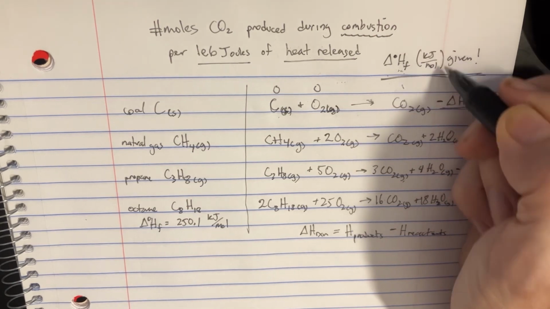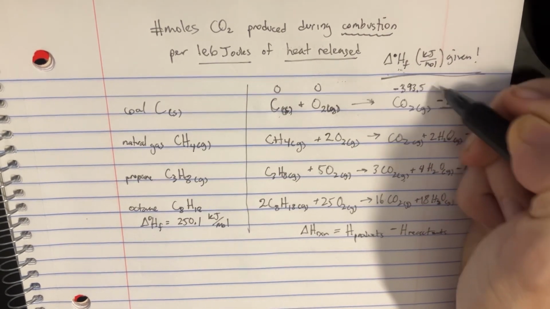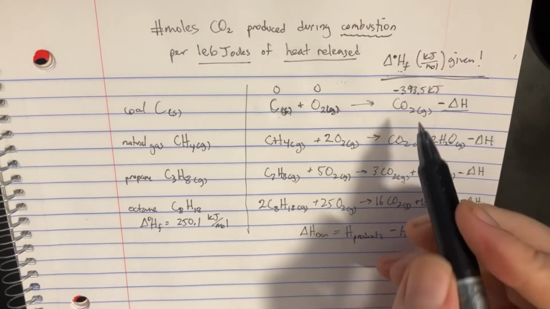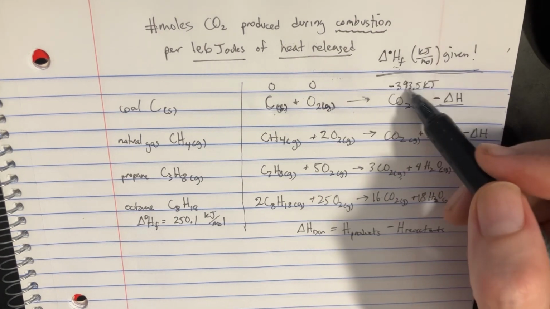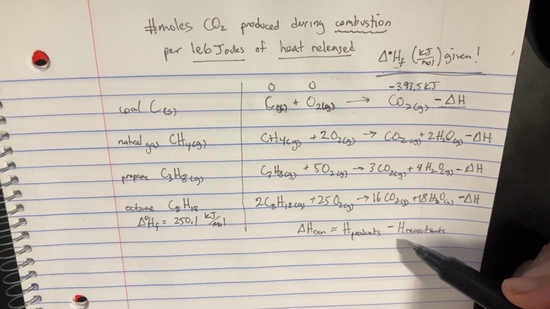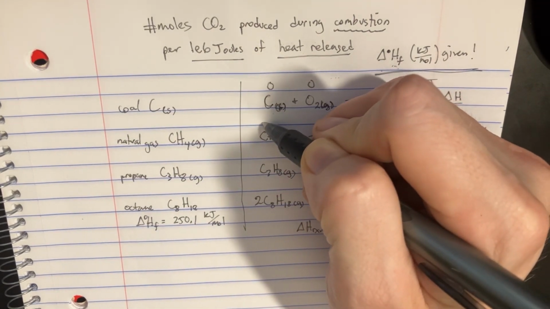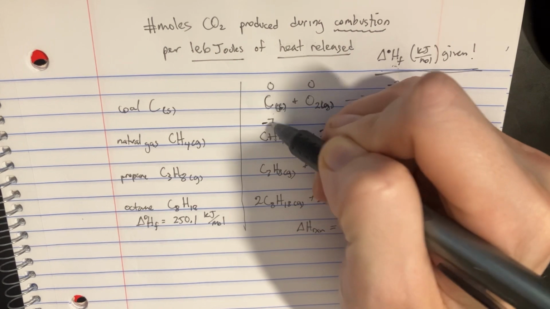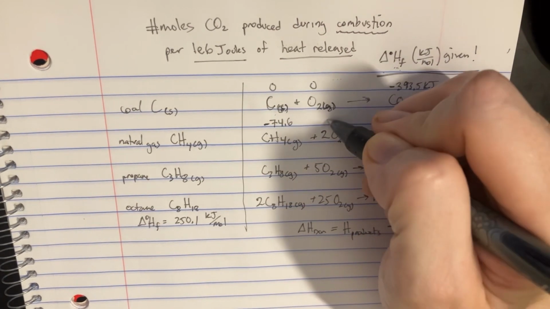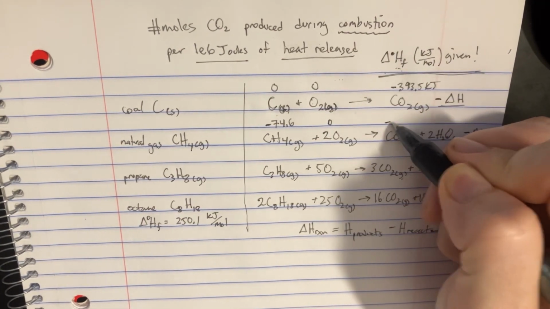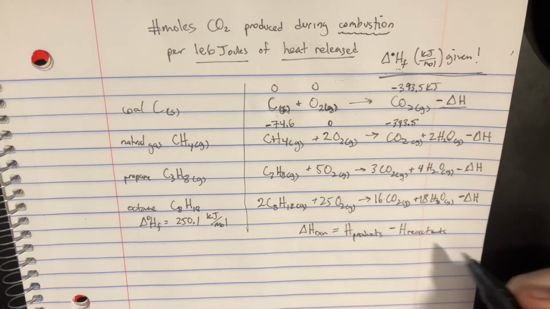But from the list, we're also given that the CO2 is negative 393.5 kilojoules to form 1 mole of CO2. So we're just going to put that right there. That's the formation enthalpy to create that CO2 gas. We're going to do that also for the CH4. And so that's negative 74.6 kilojoules. The O2 gas is still 0. The CO2 is always going to be this value here.